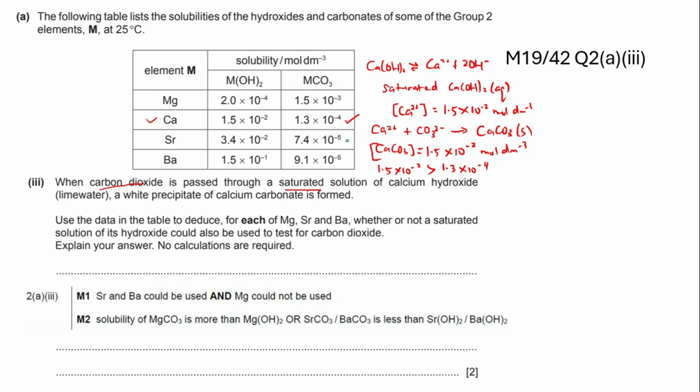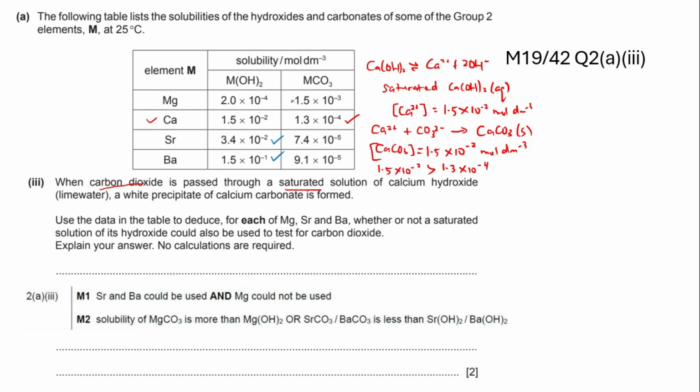So for strontium and barium, the solubilities of their carbonates are also lower than the solubilities of their hydroxides. When CO2 is passed through the saturated solution of strontium hydroxide and barium hydroxide, the concentration of the carbonate will exceed the solubility of these two carbonates. Therefore, both strontium hydroxide and also barium hydroxide can be used to test the presence of CO2. Now let's look at magnesium.